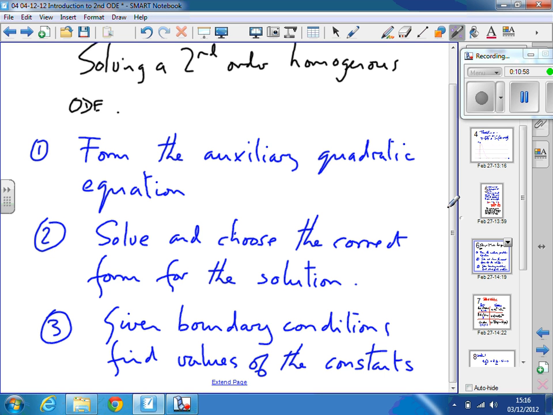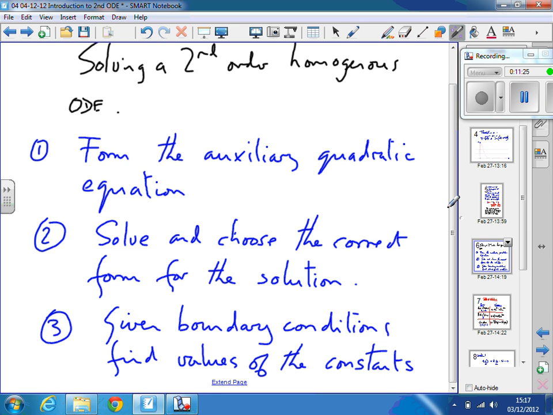So this might be something that would be worth having to refer to, which will be followed by a table. So these are the steps. One, form the auxiliary quadratic equation, and we'll talk about that in a second. So that's the first thing you'll do. Secondly, solve that quadratic equation and choose the correct form for the solution. That means look for the right one in the table, looking at a table of integrals.